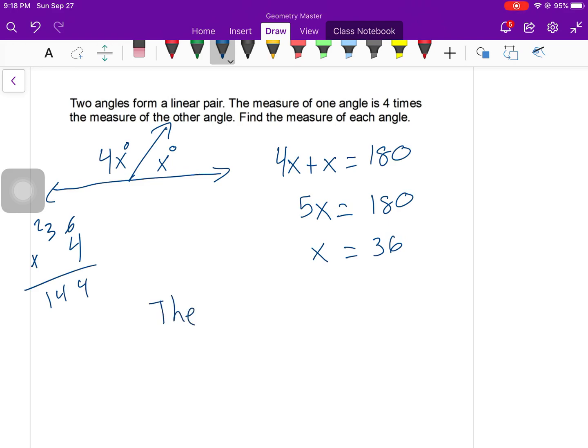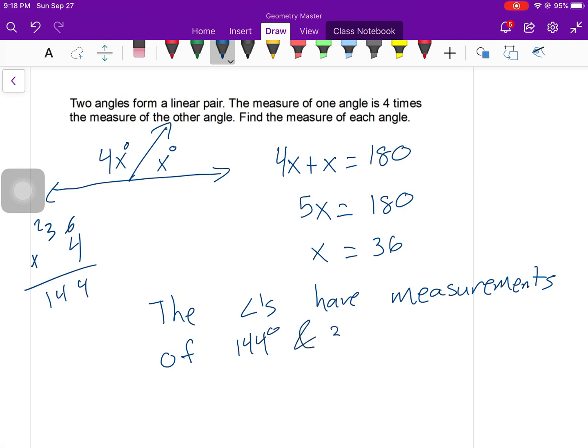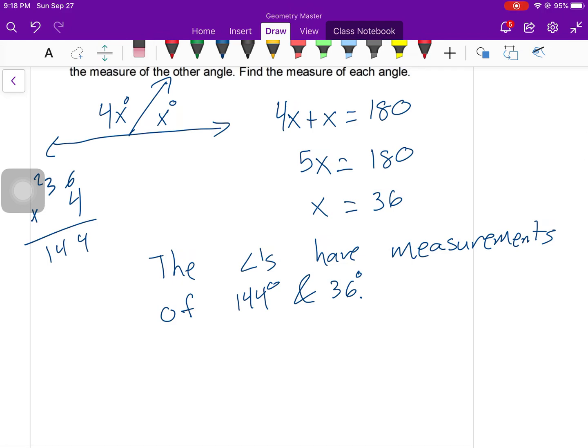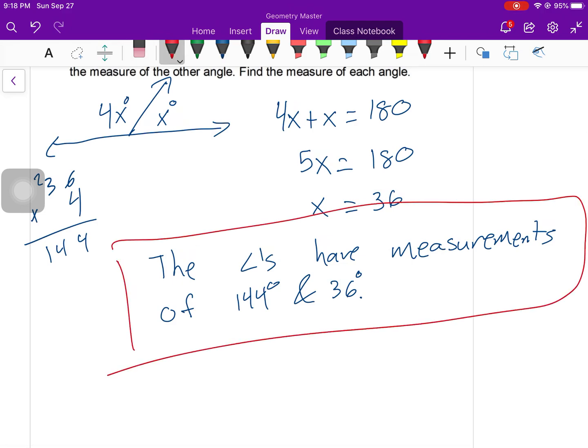So the angles have measurements of 144 degrees and 36 degrees. Notice I didn't say this is 36 degrees because the angle was x degrees. I don't want 36 degrees. So my final answer would be that right there.